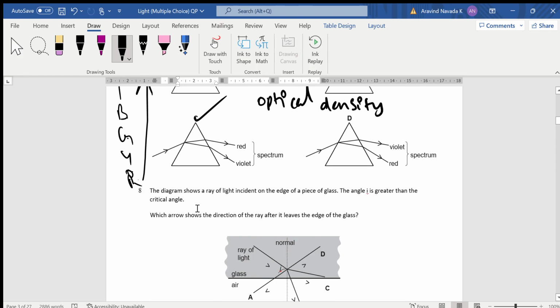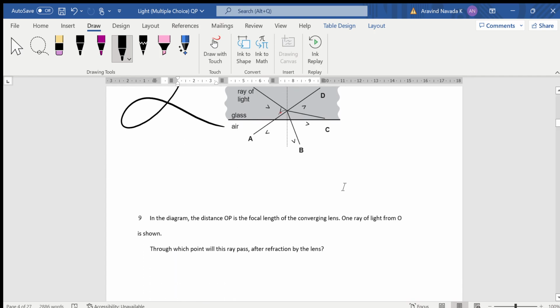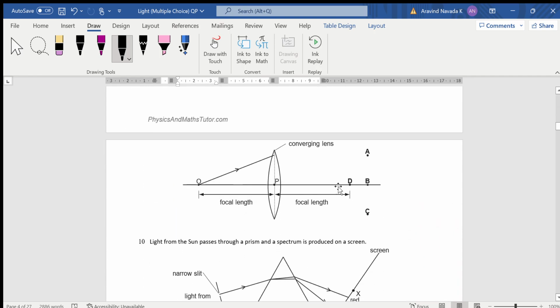Question number 8. The diagram shows a ray of light incident on the edge of a piece of glass. This is a piece of glass, I reckon. The angle i is greater than the critical angle. There's a problem with the graphics for this one, so we're not going to solve this question. I'll take a look at it on my system later and post the answer for that, alright?